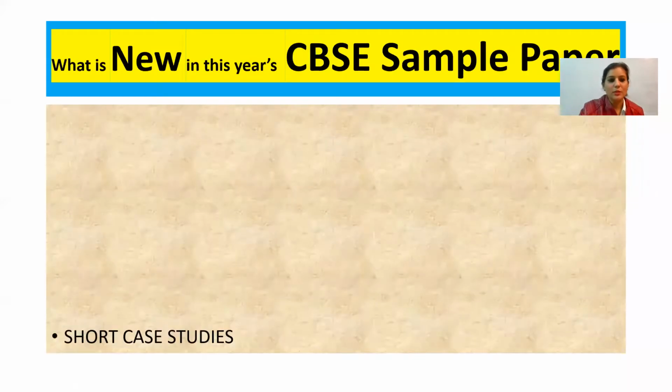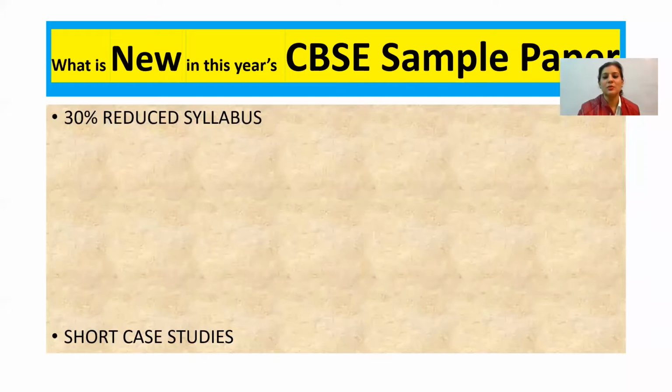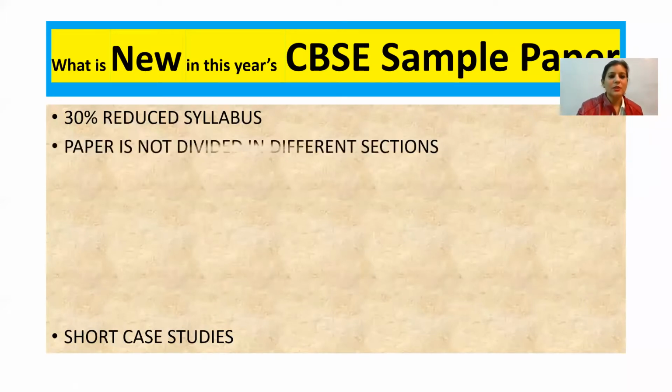And now, what is new in the CBSE sample paper? Short case studies. Case studies are not as long as in previous years. Case studies are short and crisp, and we have observed a 30% reduced syllabus. Now the paper is not divided into different sections. Earlier it was written section A, B, C, D, E. Now it is not mentioned. Answers of each question are written in front of the questions only.